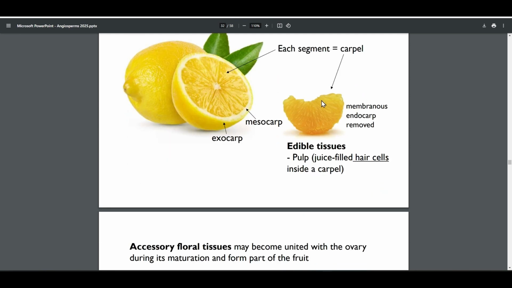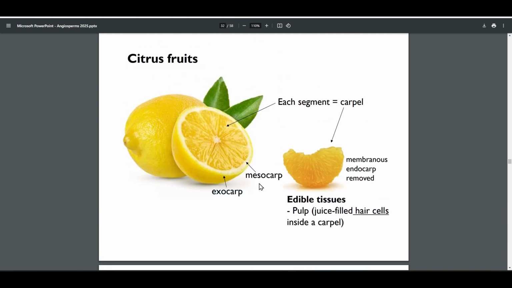Okay, so for citrus fruits, it's a bit more complicated. You have the exocarp and the mesocarp, the exocarp being the outermost layer of the skin, and then the mesocarp being the small little layer right beneath the skin. And then you have the endocarp. You know how oranges and lemons always have this fibrous material all around the pulp, like this part. So the endocarp will go all around the entire pulp, or the entire edible tissue, and each segment, like this segment, is a carpel, and the edible tissue is the pulp, which is juice-filled hair cells inside the carpel, and the seeds would be somewhere here.